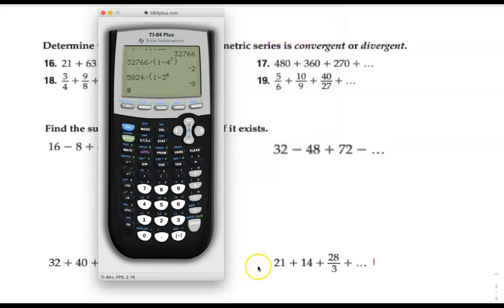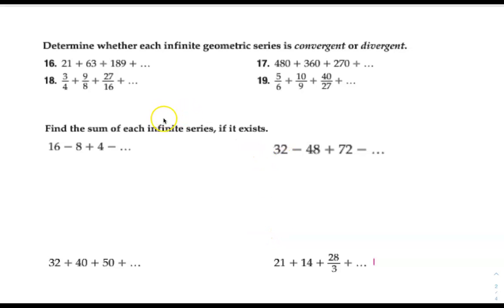Determine whether each infinite geometric series is convergent or divergent. So it's like a definition. So first, infinite geometric series. Those are geometric series that go on forever. It's like here, the dot, dot, dot, the ellipses. Now geometric we know is when you multiply or divide to get to the next term. And then is it convergent or divergent? So very simple. Slow definition.